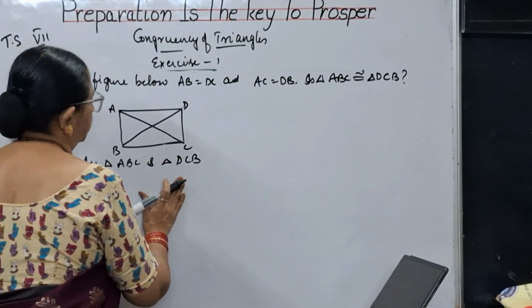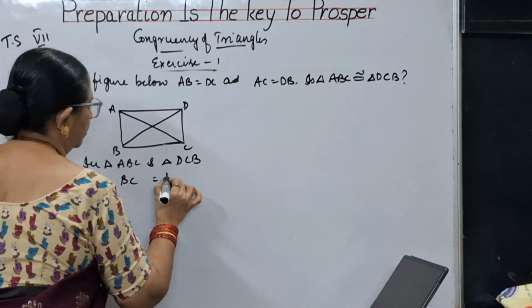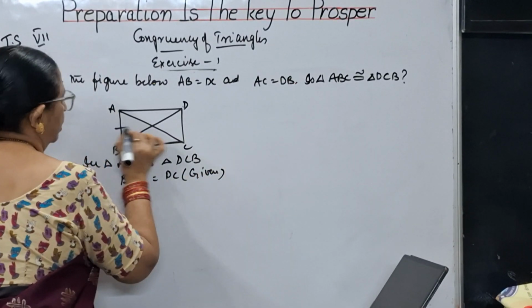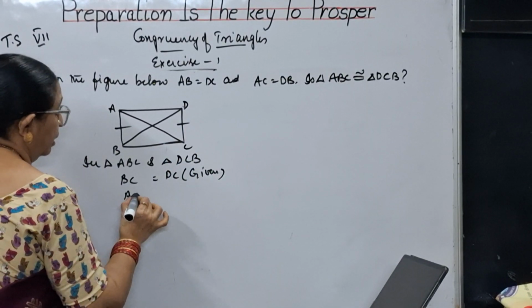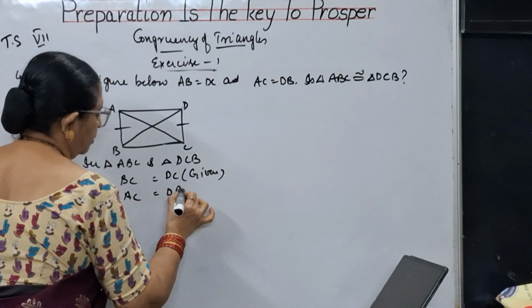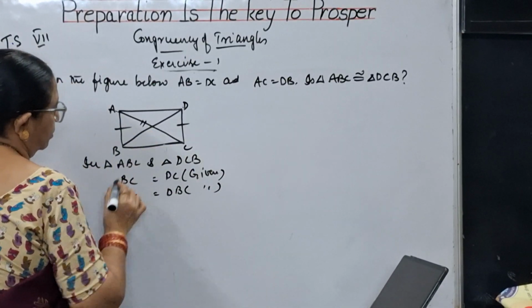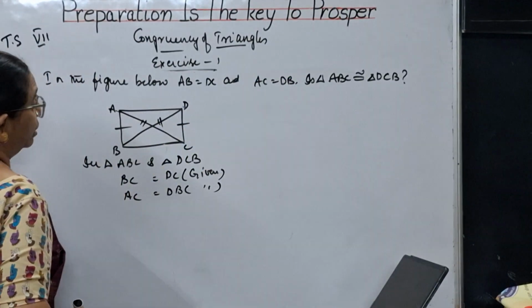So in triangle ABC and DCB, they have given that AB is equal to DC. This is given to us. AB is equal to DC is already given to us. AC is equal to DB. This is also given to us. AC means this is equal to DB or BD. This. Now, what else can we talk about?